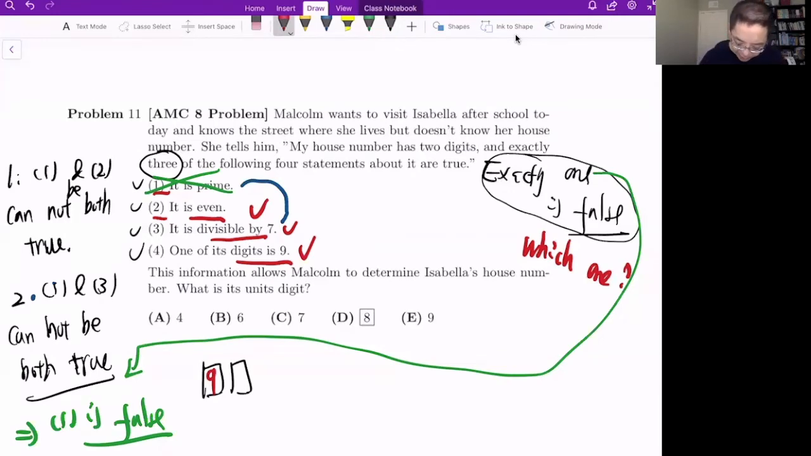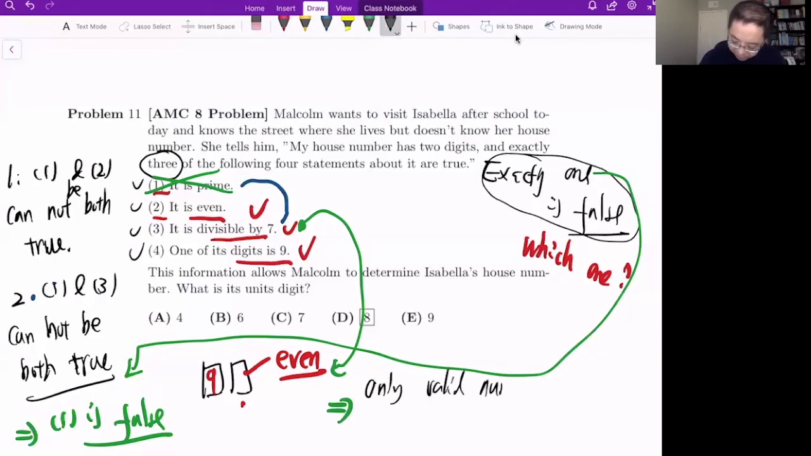All right. So then again, it also has to be even. The unit digit has to be even. And also it has to be divisible by 7, right? So we have a 9 with an even number divisible by 7. From all this information together, we get the only valid number is 98.